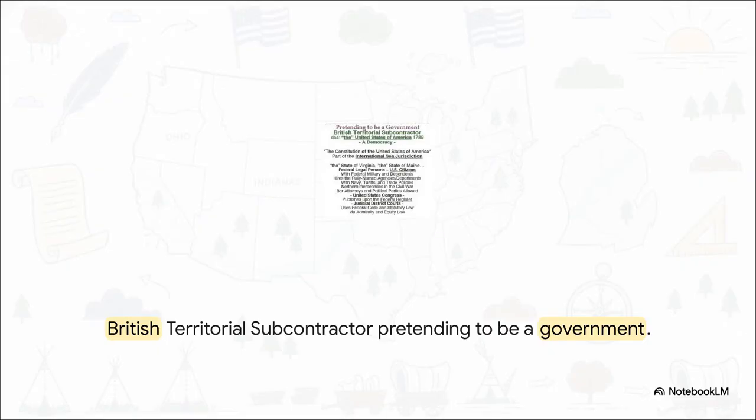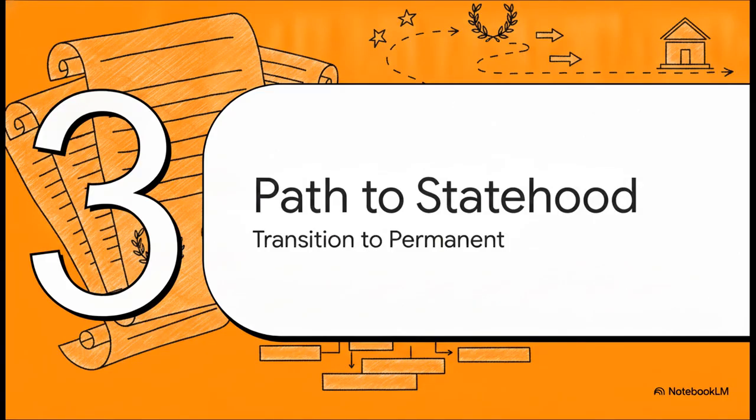This creates a really unique dynamic. The texts describe these administrative territorial states as foreign, legal fiction entities. They only exist ephemerally while those British territorial federal subcontractors are temporarily in possession of the land assets. And this is strictly prior to their enrollment as actual official states of the Union. Which naturally leads us to ask, how does a territory actually transition into a permanent state? Let's move to Section 3, the path to statehood.